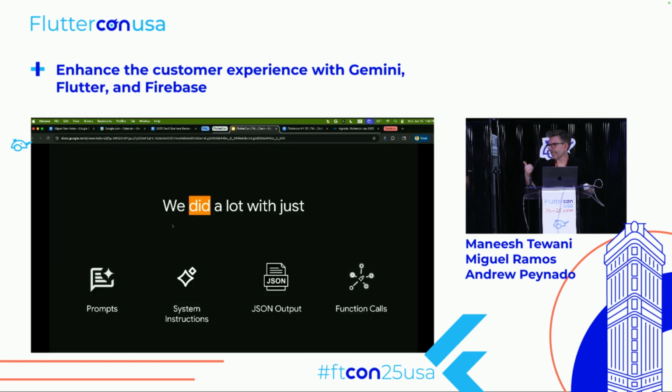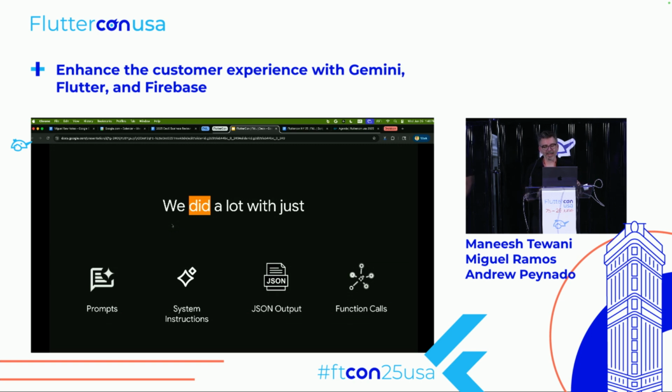Thinking about that, we did a lot with 4 concepts. The first concept is about the prompts. The second concept is about system instruction. The third concept is about JSON output. And the other one is about function calling. With 4 concepts, we are able to do all these experiences.